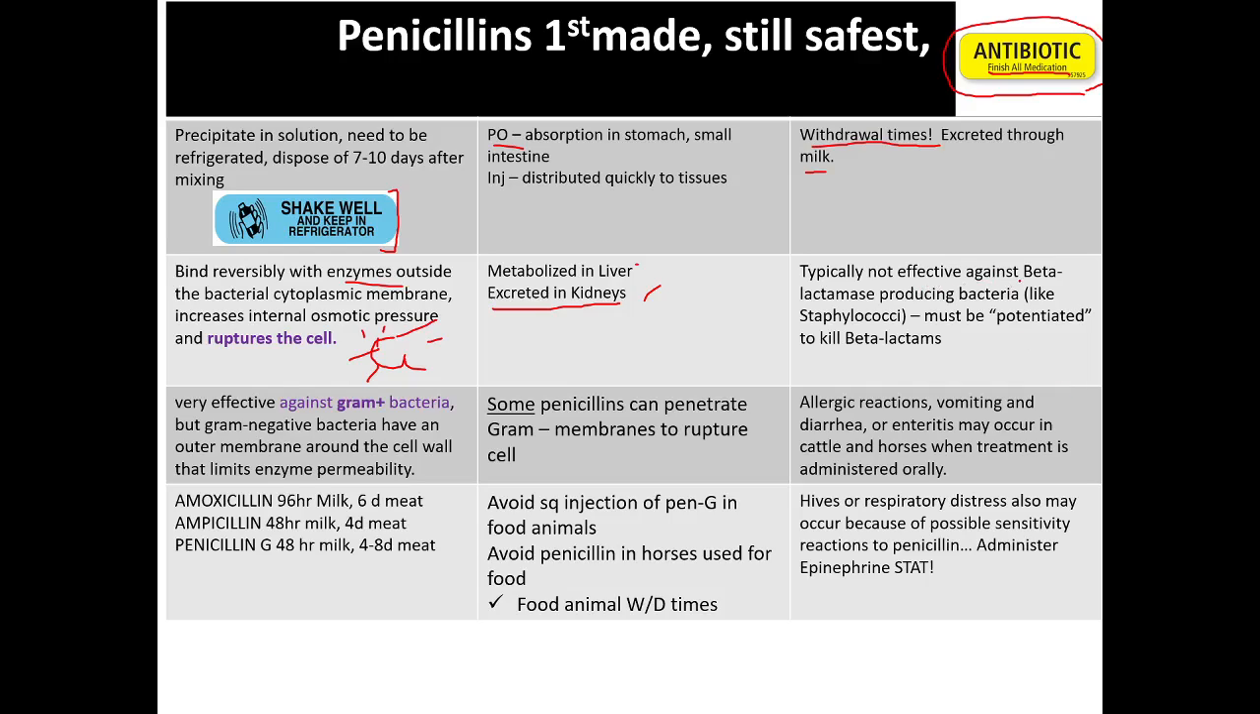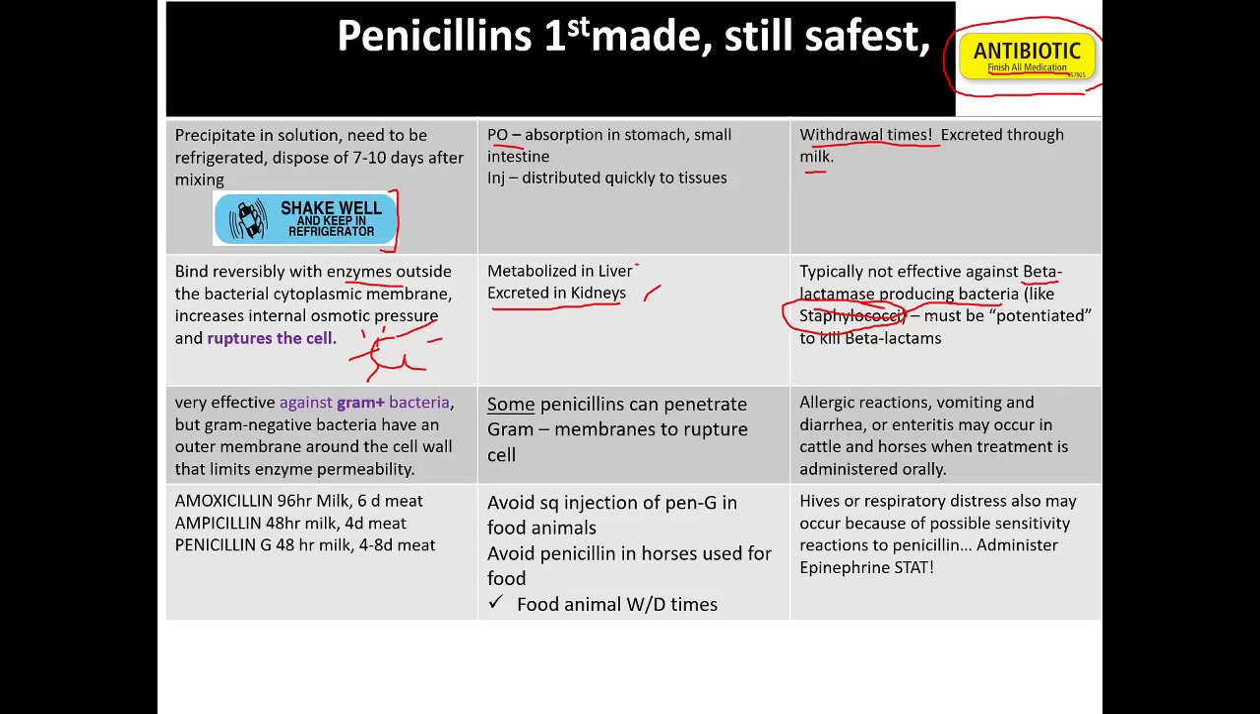Penicillins are not effective against beta-lactamase producing bacteria. Staphylococcus is a beta-lactamase producing bacteria. Beta-lactamase producing bacteria keep certain things from killing them. It's how they protect themselves. Staph is one of those organisms that protect themselves by producing beta-lactamase.